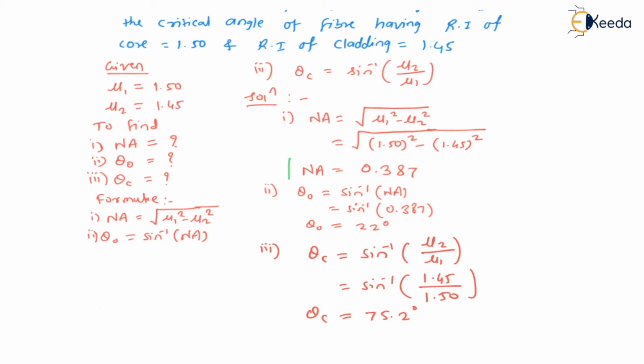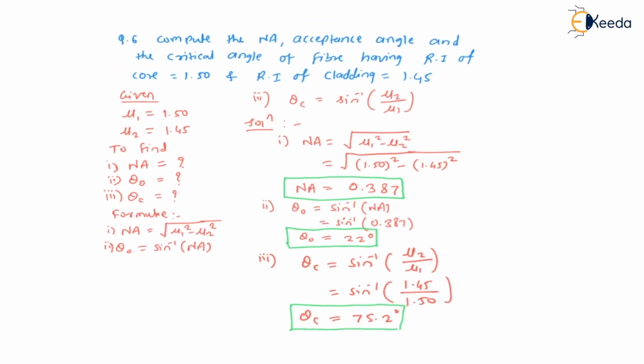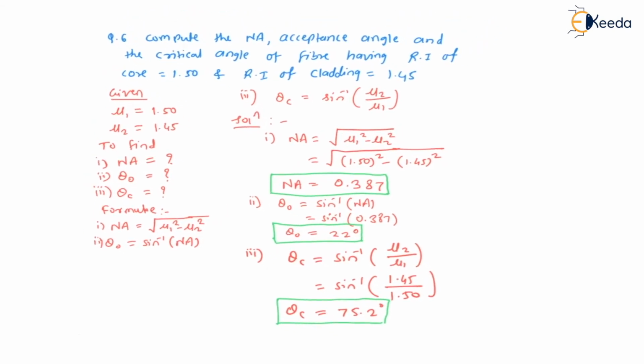So see, these are the values which were asked in the problem. So here this is Na, this one. Then this is the acceptance angle, that is theta naught, and the final, this is the critical angle, which is required, or which is the main requirement for total internal reflection, and that is the working of optical fiber. So this was the question basically.